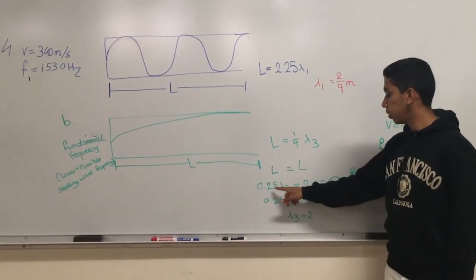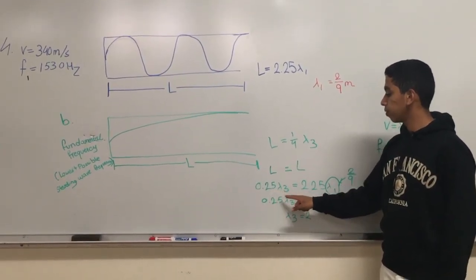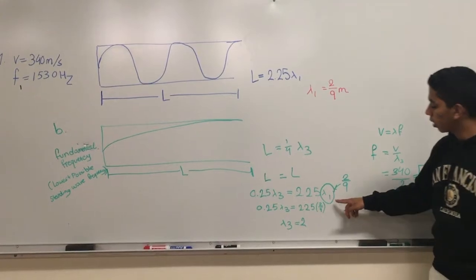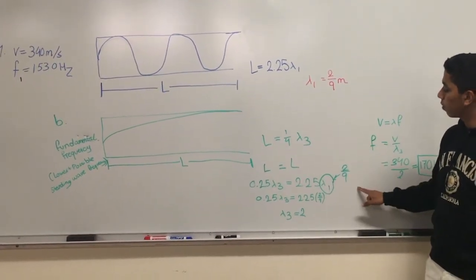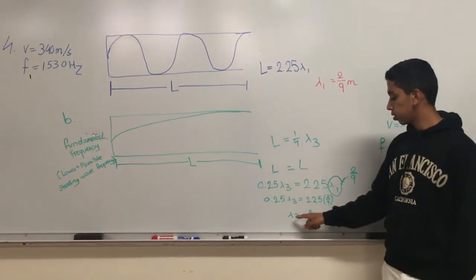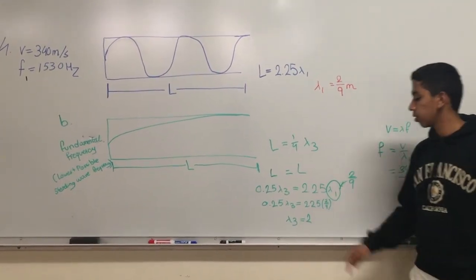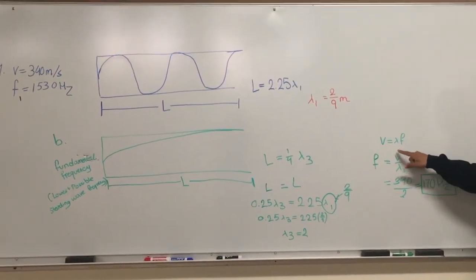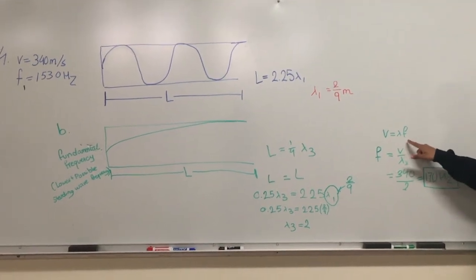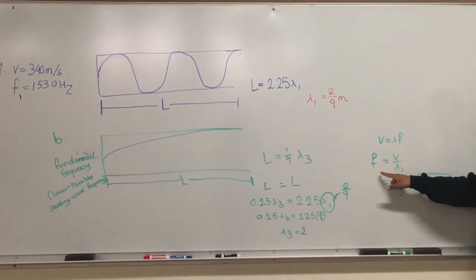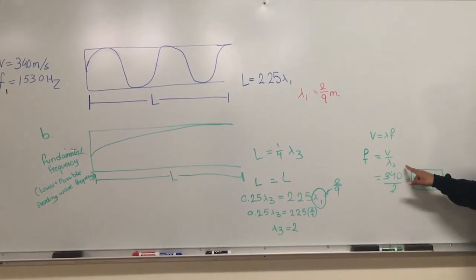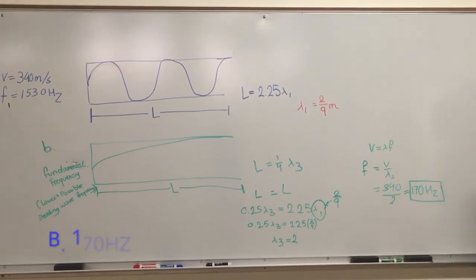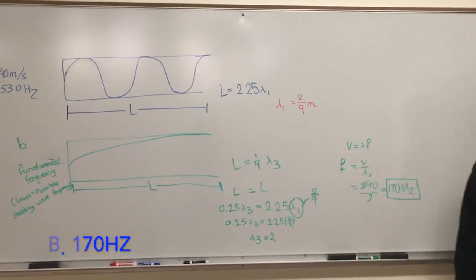So L equals L, and we know that 0.25 lambda 3 equals 2.25 lambda 1. We knew lambda 1 from the previous part, and it's 2/9. We plug it in, and we solve for lambda 3, and we got 2 meters. In order to get the frequency, the main equation is velocity equals wavelength times frequency. So we divide velocity by the wavelength of this sketch. It's going to be 340 divided by 2. We got 170 hertz.